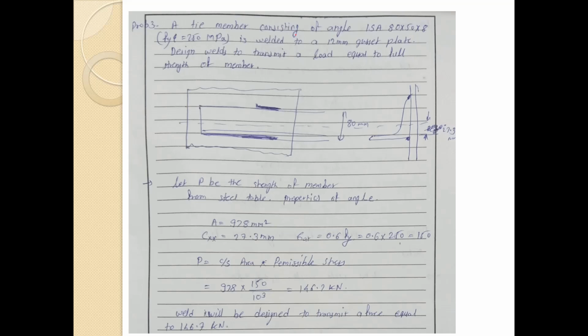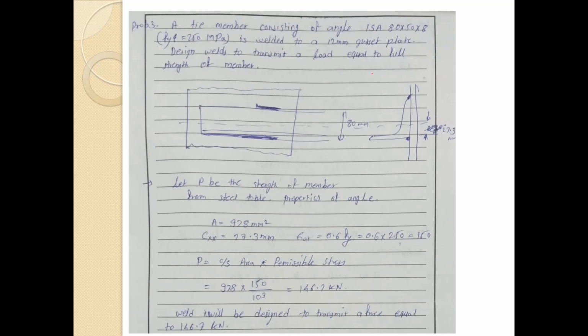Now the next problem. A tie member consisting of angle ISA 80 by 50 by 8, with Fy given as 250 MPa, is welded to a 12 mm gusset plate. Design weld to transmit a load equal to the full strength of the member. So first we have to calculate the full strength of the member. Let P be the strength of the member.